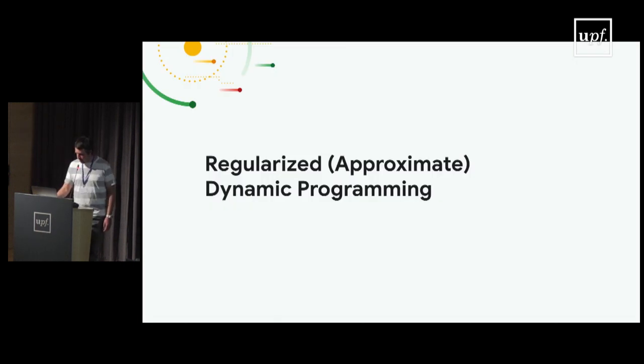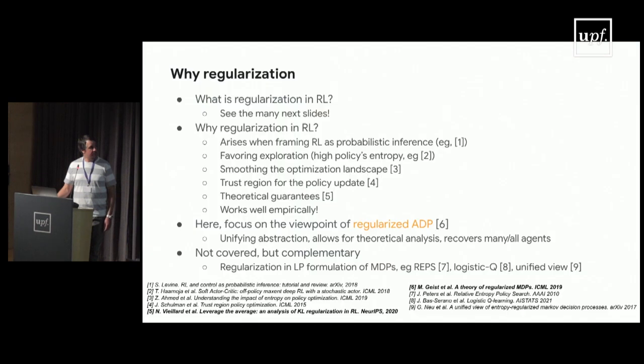So now we'll talk about regularized approximate dynamic programming. And we'll see what it is in the next slides, but basically you want your policy, instead of being greedy, I take the pure greedy policy, you will try to soften this greediness. You will try to move towards the optimal policy, but while staying close to some predefined policy or to the previous policy of the dynamic programming scheme.